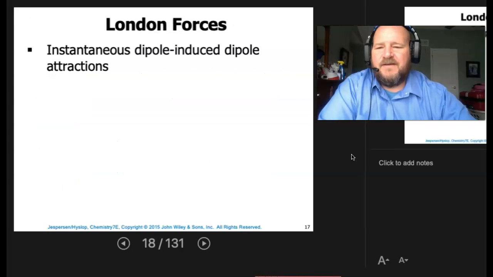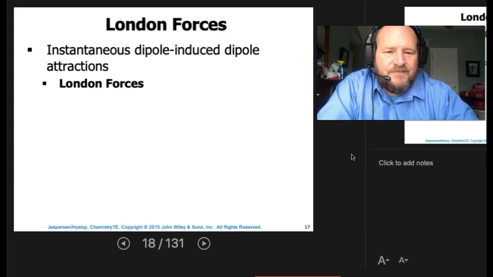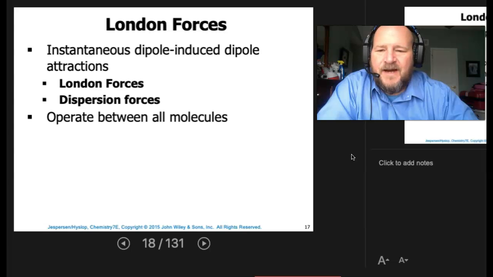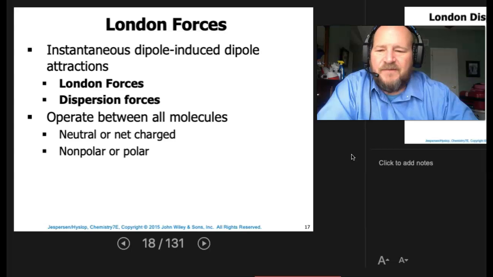Now, London forces then are this instantaneous dipole-induced dipole attraction. We also refer to them as dispersion forces. Now, they operate between all molecules. So it doesn't matter if it's a neutral or a net charged molecule. It doesn't matter if it's polar or nonpolar. Any 2 molecules that come near each other will experience these London forces, these dispersion forces.